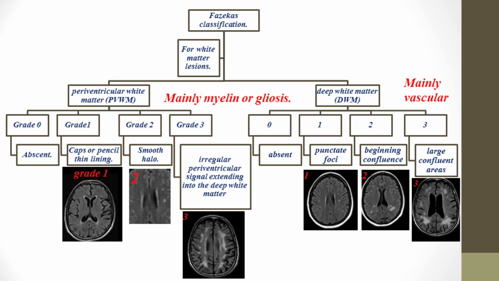While in case of deep white matter, we have also 4 grades. Grade 0 absent, grade 1 punctate foci, grade 2 beginning confluence of these foci, grade 3 large confluent areas.